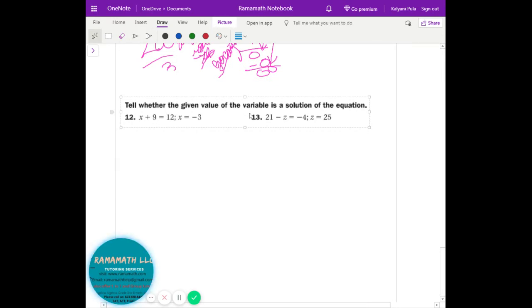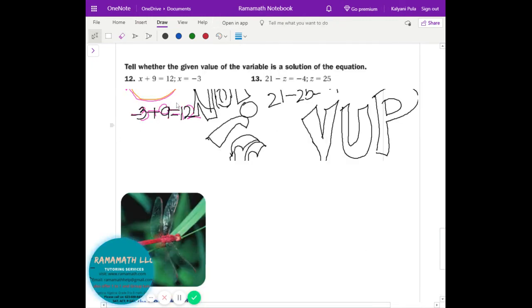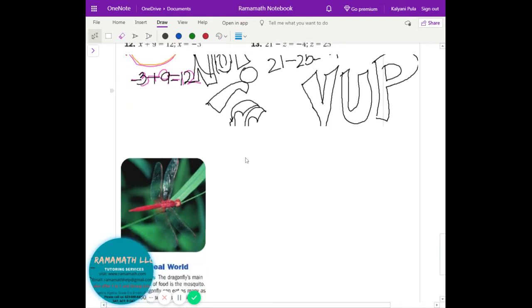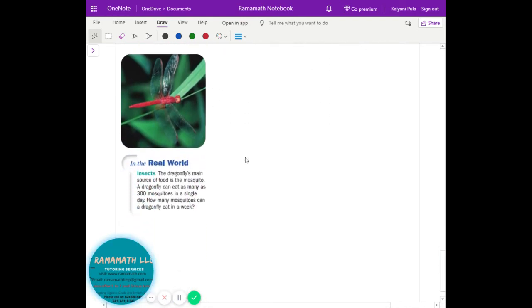All right, let's look into the next one. Tell whether the given value of the variable is a solution of the equation or not. What do we need to do here? Because x is already given as -3, you replace x with the given number and then see if you get the answer or not. Okay, let's try this one. All right, that's good. The first one is no, and the second one is 25. That's -4. That's good.